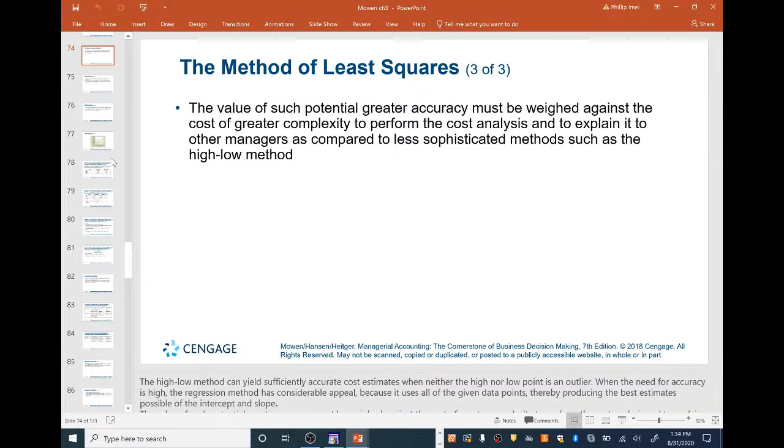The value of such potentially greater accuracy must be weighed against the cost of greater complexity to perform the cost analysis and even to explain it to other managers, in comparison to the less sophisticated methods such as the high-low method. So there is a trade-off here. There's always going to be some type of cost benefit. Anytime you choose another alternative, you usually have to give something up in order to gain something. Sometimes it could be good, sometimes it could be bad. So there's a cost benefit between using these.